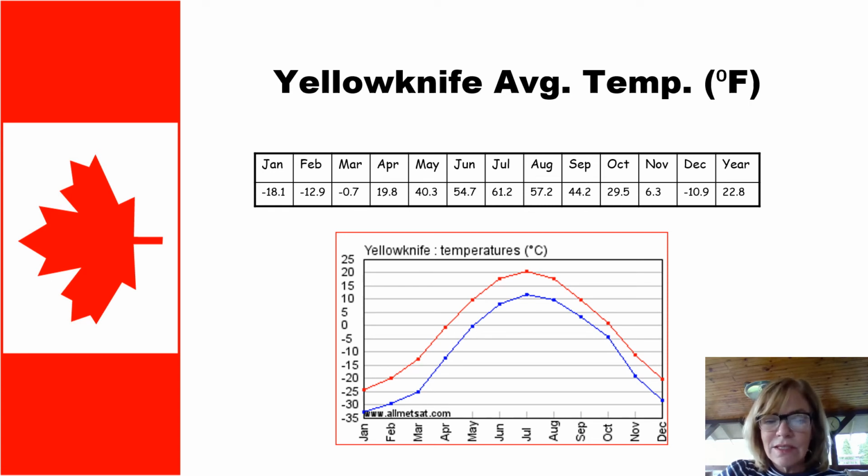But this is in Celsius, right? So you can see that the warmest time of the year is up here. If you convert this, that's about 61 degrees in Yellowknife, right? But if you look how cold it gets, to about -18 in January, or down here in December, right? So I think that the average temperature per year is about 22.8 degrees.